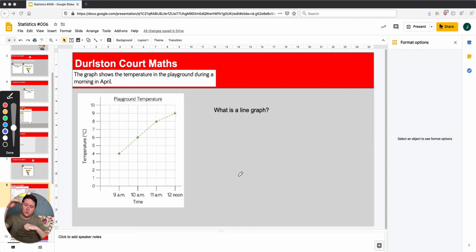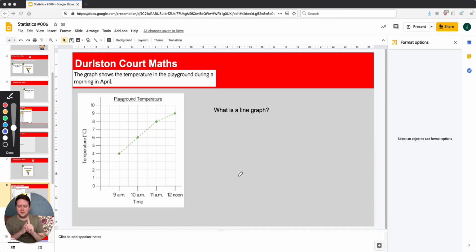Now it doesn't always show an increase. Sometimes it could show a decrease as well, especially with temperature. We know temperature goes up and then it comes down. If you're looking at the height of a person over their lifetime then maybe it won't come down until they're very old. But yes, so it can go up and it can come down. So that is a line graph.